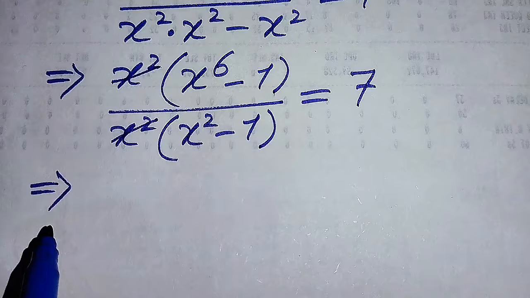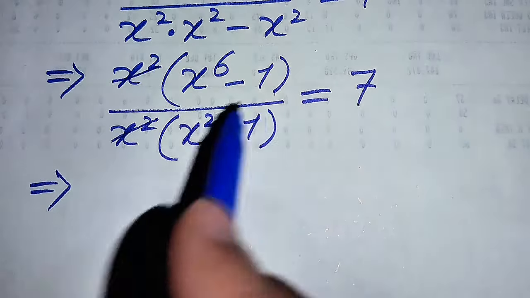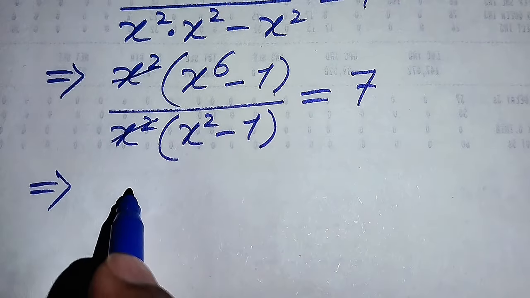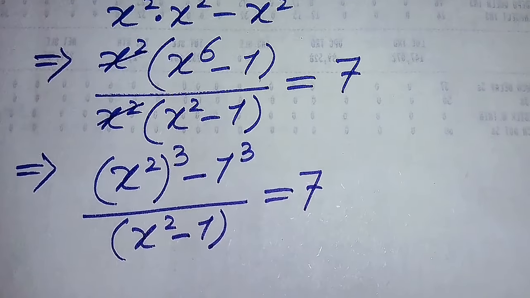Now you see that this x square and this x square cancel out by each other, and we get the remaining x to the power of 6 minus 1. So we rewrite this term as x square whole cubed minus 1 cubed, divided by x square minus 1 is equal to 7.